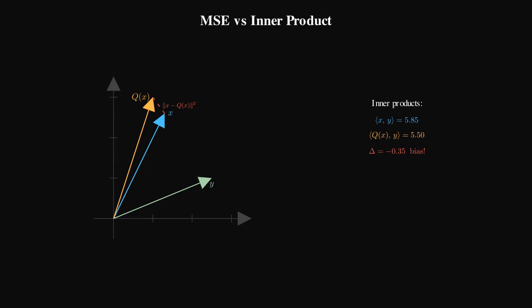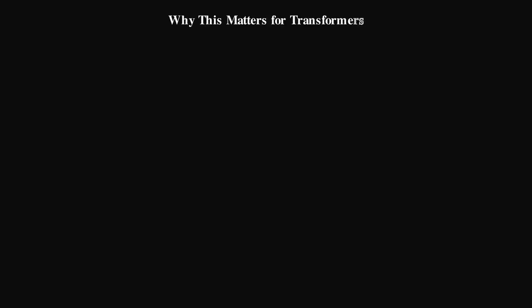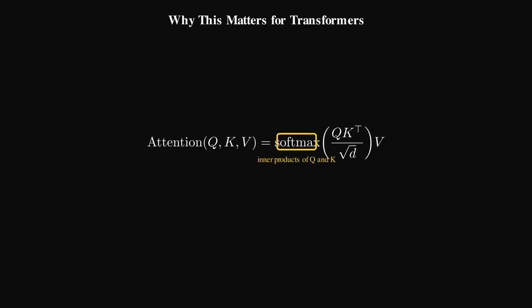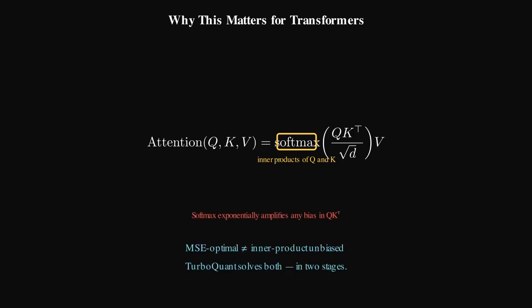But in transformers, the attention mechanism is entirely driven by the inner product between query and key vectors. Here's the catch. A quantizer that optimally minimizes mean squared error inherently introduces a bias into the inner product. If you just naively round your vectors to minimize distance, the attention scores will drift. The softmax will amplify that drift exponentially, and the LLM's output will degrade into gibberish. TurboQuant solves this dilemma in two elegant stages.